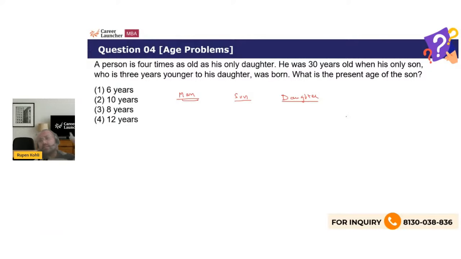He was 30 years old. So there is past involved. There is present also. The man is. So therefore, in this situation, a person is.